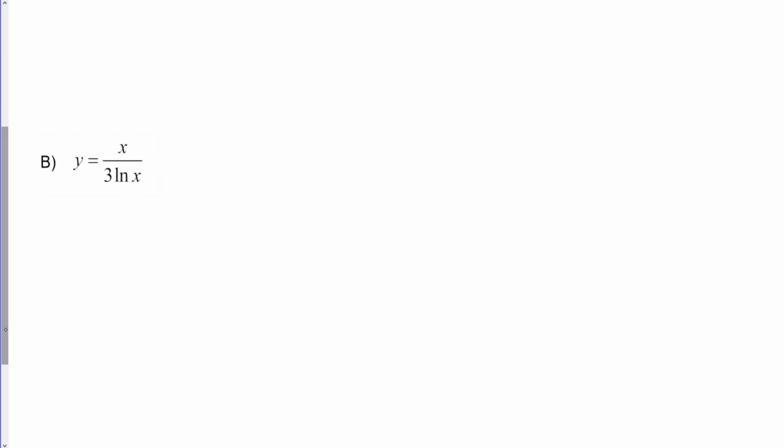Next up I have y equals x divided by 3 natural log of x, and that's going to involve the quotient rule. So I'll set up my box over here, x in one corner, 3 natural log x in the other. The derivative of x is 1. The derivative of 3 natural log x is 3 over x. These two are going to multiply together first.